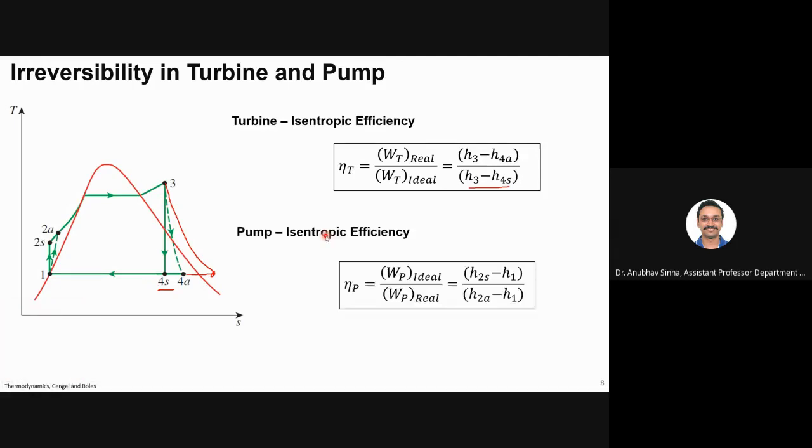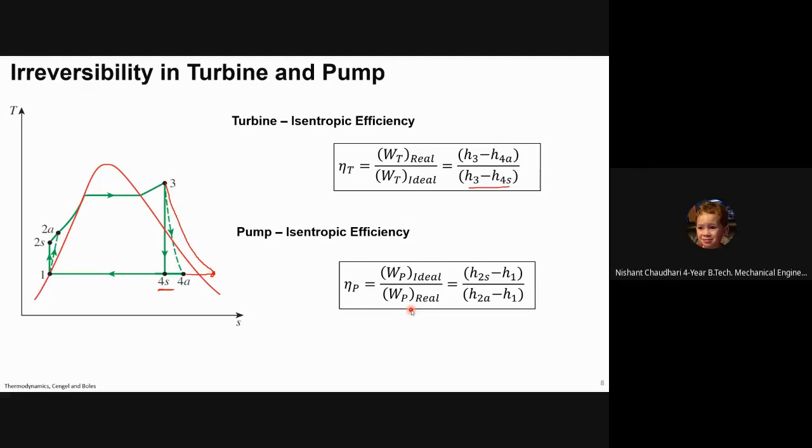Similarly, we can calculate the isentropic efficiency for the pump. Now we divide ideal by real. Ideally we should get, okay, why is the difference so? Here we have real by ideal, here we have ideal by real. Can anyone explain why that is so? Sir, one is pump and the other one is turbine. So what is the difference?